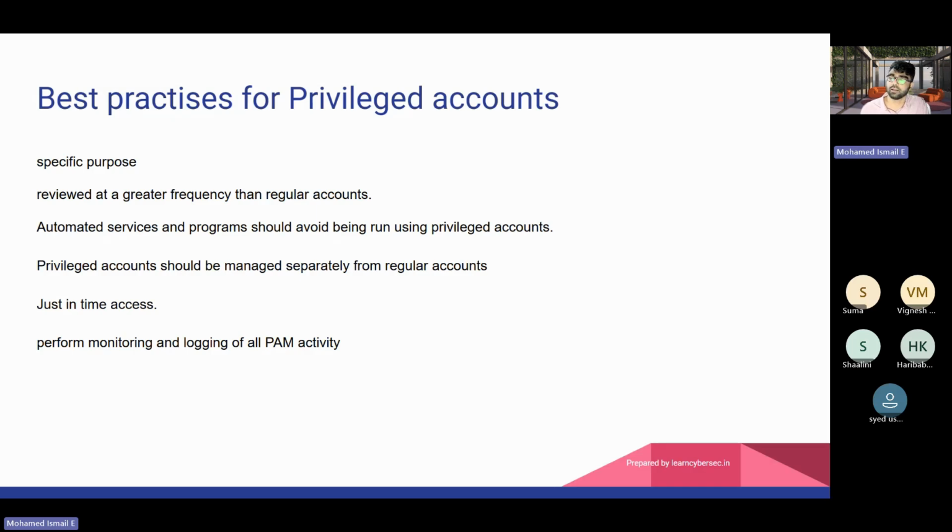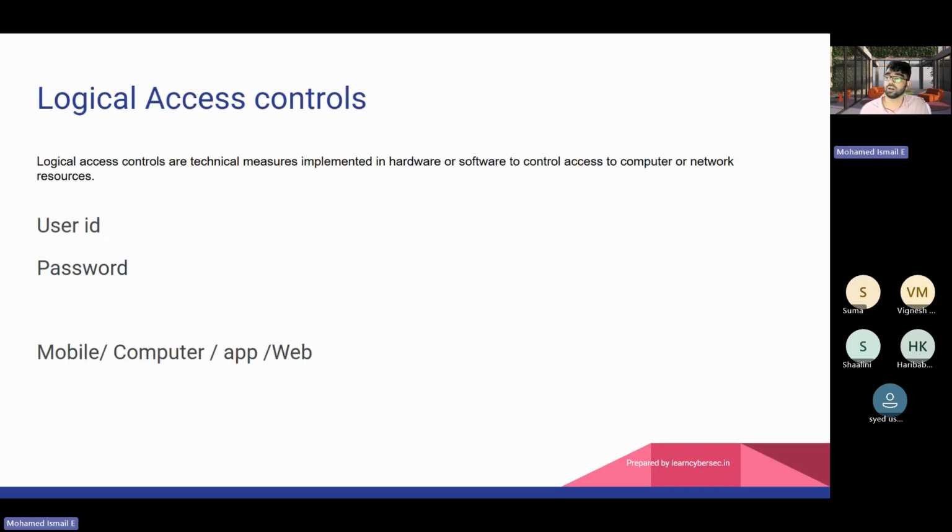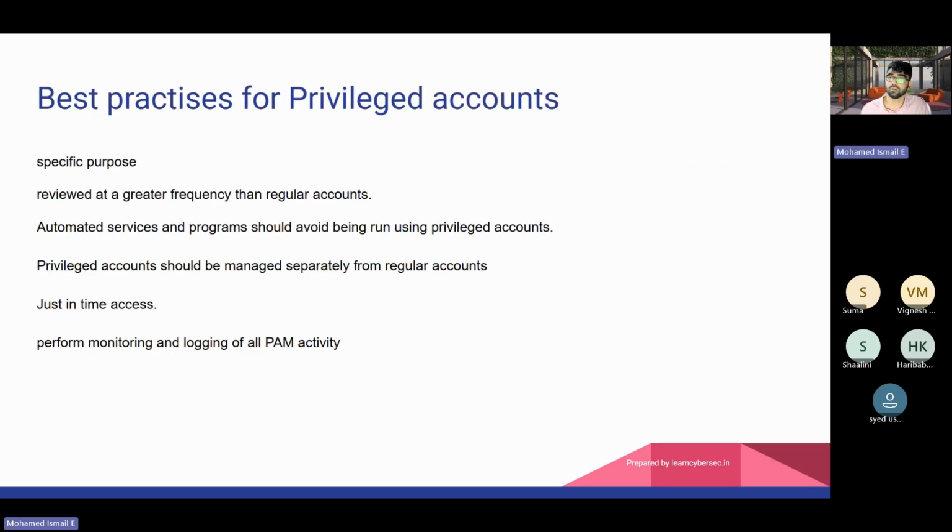Reviewed at a greater frequency than regular accounts. If regular users are reviewed every 1 year, privileged accounts may be reviewed every 2 months or every 15 days. They review whether privileged accounts are safe, whether credentials are safe, how many times who logged in, they review the audit logs, because these accounts have high privileges. So if this account is compromised, that poses a security threat for the company.